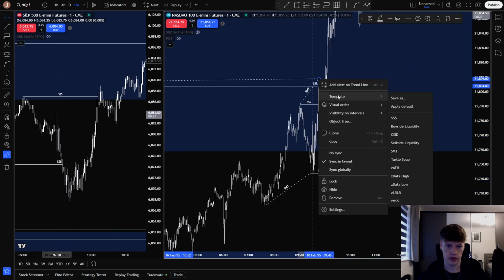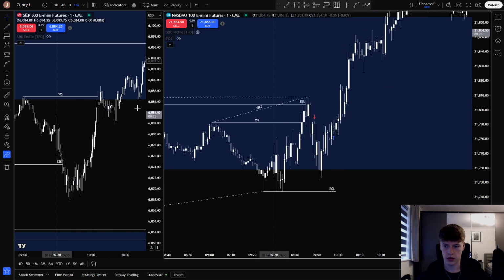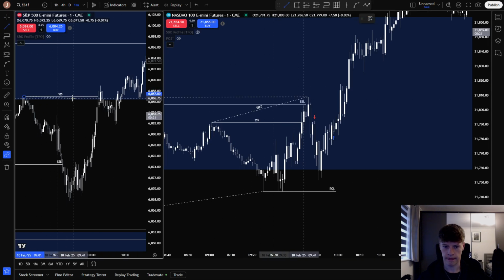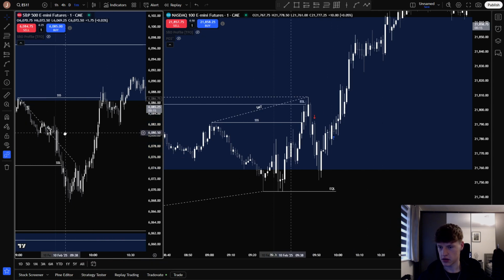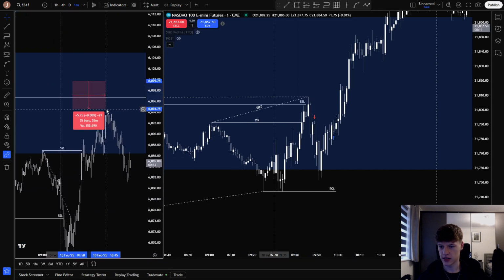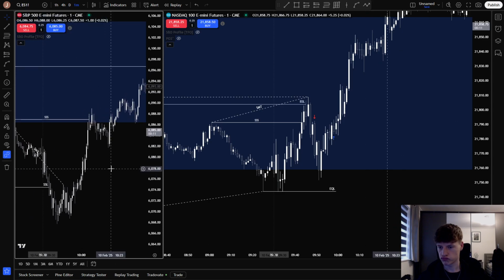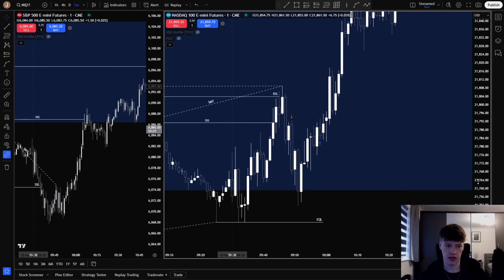There we go. 2 SMTs, because at the time, ES was nowhere near. As you can see, ES was down here. Super strong SMT in place at the time, along with never taking this buy side level. 2 SMTs, so then I'm waiting for the entry.